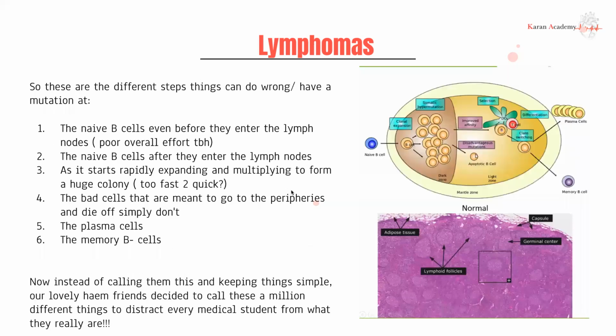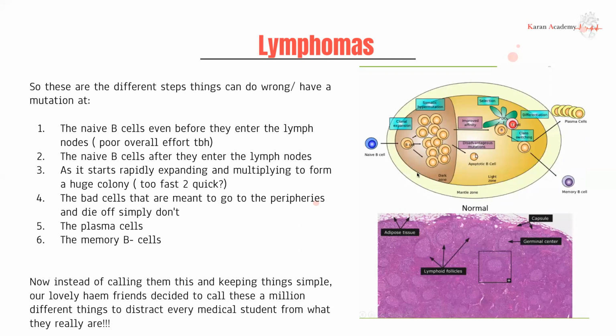Okay, so let's draw out what's going on here. So these are the different steps. And at every step, you can have something going wrong. You can have the naive B cell that just has an issue with it before it even enters the lymph node. Okay, that's just a poor effort. It hasn't done much and it's already suffering. You can have a naive B cell that's just entered the lymph node that goes wrong. The naive B cell then replicates rapidly, and during that replication process, something can go wrong again.